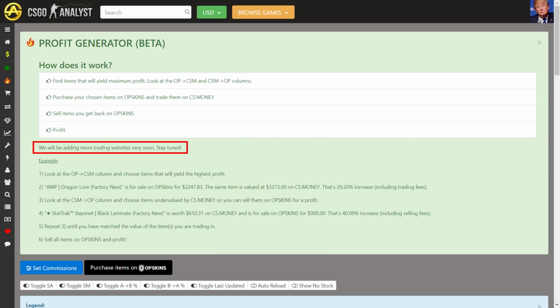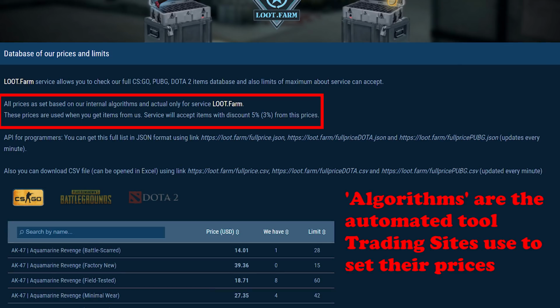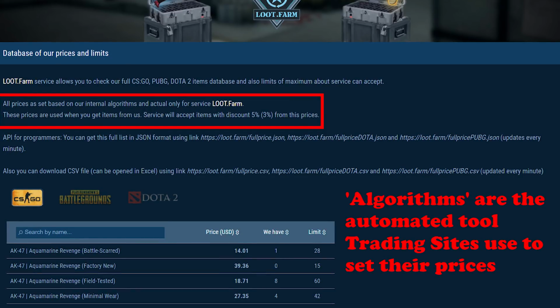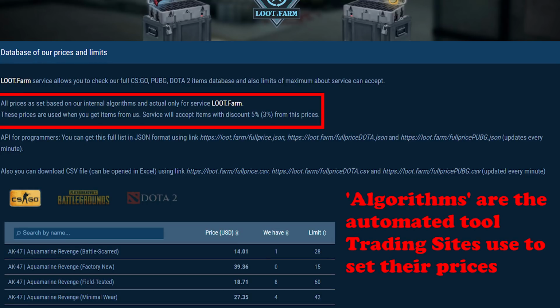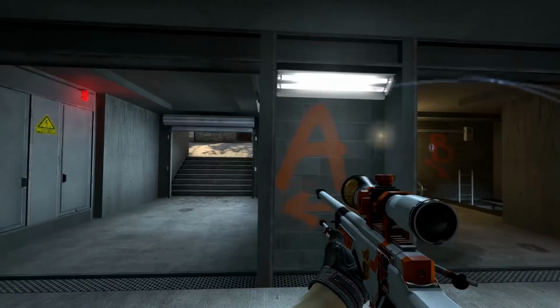However, I think once Steam Analyst starts introducing the prices for other trading sites, this may get a bit easier, because this will allow you to do the same thing between different trading sites, or at least trading sites that are using different algorithms to generate their prices. Sites that are using the same algorithms obviously aren't going to be much use because the prices will be the same, but most of the sites I looked at do have their own algorithms, so there may well be good trading opportunities there. The reasons why are pretty simple.